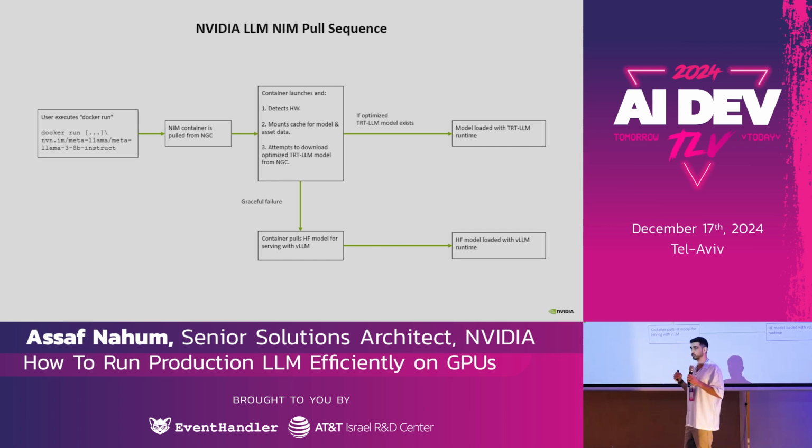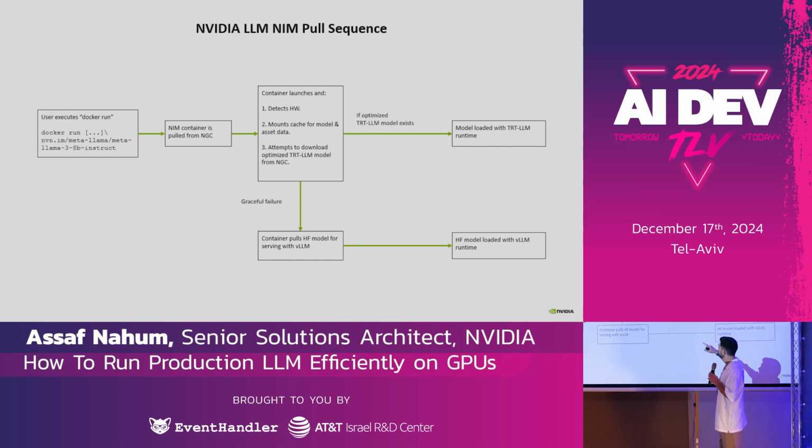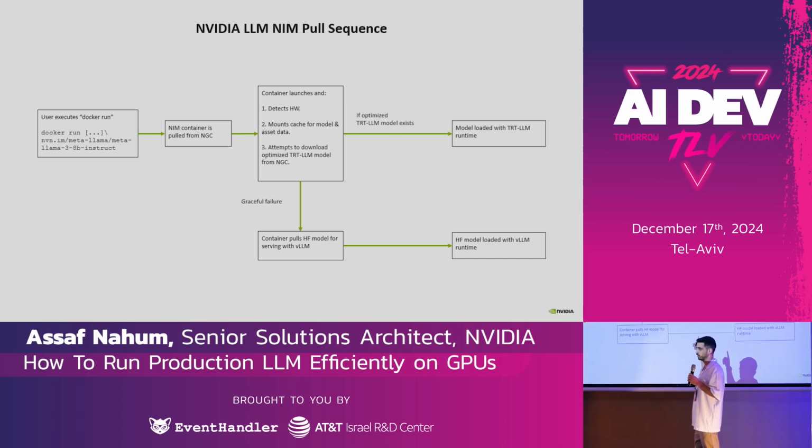And based on the GPU and based on the number of GPUs, it will download the relevant model out of a list of profiles. If there is an optimized TensorRT LLM profile available, it will download the model and save it in the cache. And if not, there will be a graceful failure, and it will download the VLLM version. Once it is being downloaded, it will be saved in the cache environment, and then every time that you run the container again, it will be loaded from there, so you don't need to re-download it.